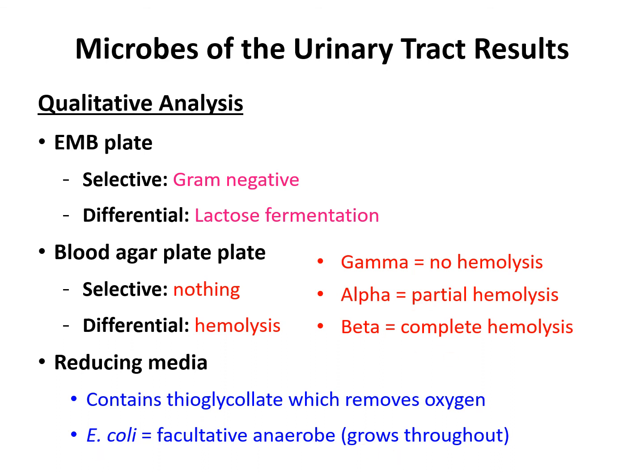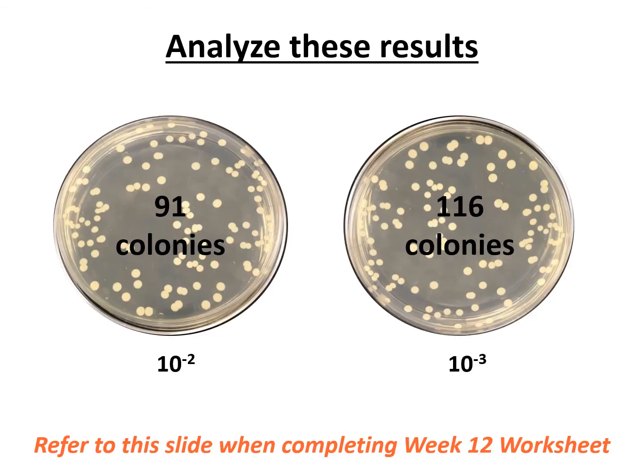So for this lab, you guys are going to take a look at some results and figure things out. Right here, you're given those two dilution plates. This is a 10 to the 2 dilution factor plate. This is a 10 to the 3. Go ahead and take a look at the number of colonies and figure out the number of bacteria per mL this individual has, and figure out whether this is considered a UTI or not.